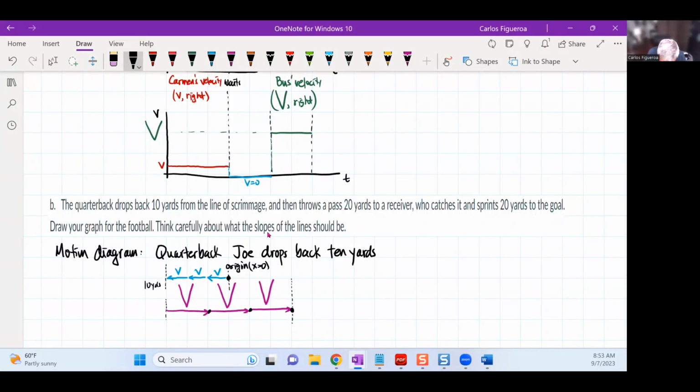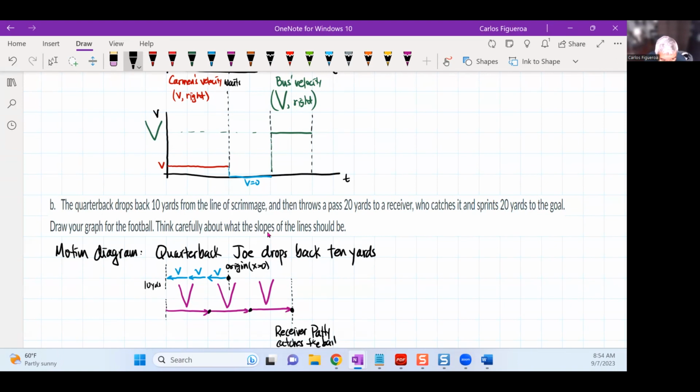Now at this point right here, this is where, what do I say about receiver Patty catches the ball. So instantly that ball stops. That's why I don't have an arrow there.